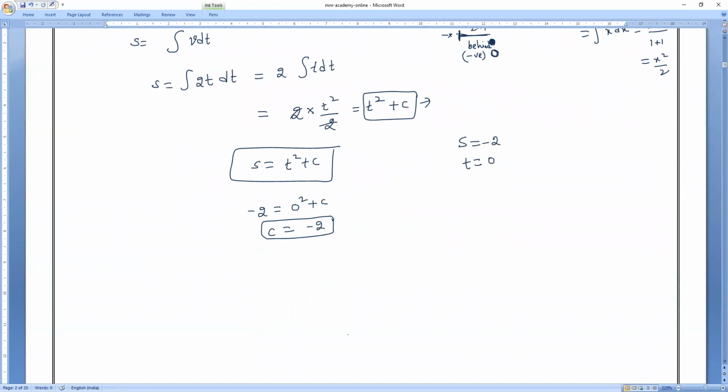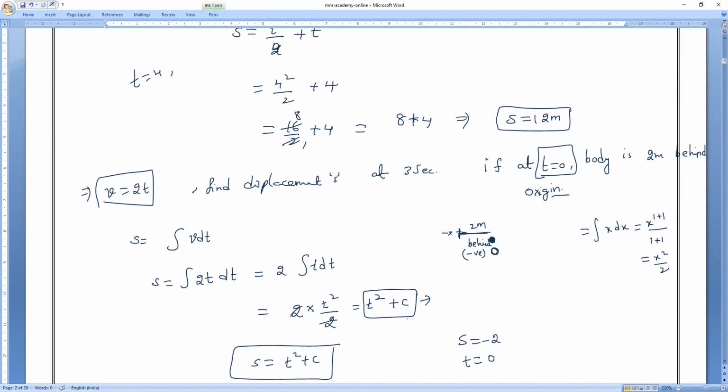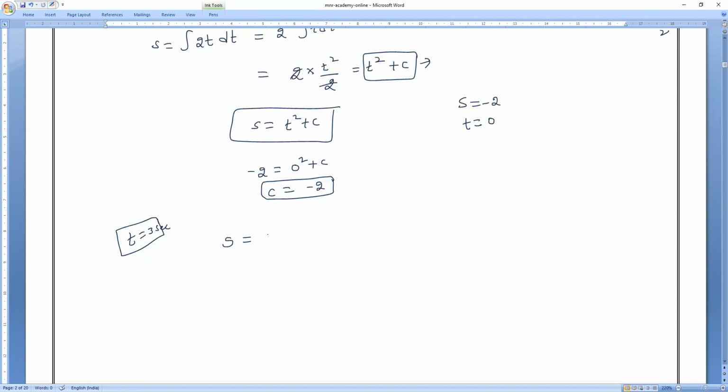Then they are asking us to find the displacement at what time? 3 seconds. So S at 3 seconds: the function is S equals t square plus c. The t value is 3, so 3 square, and the c value is minus 2. So 9 plus into minus, minus 2. What is the displacement shown by the body? 7 meters.